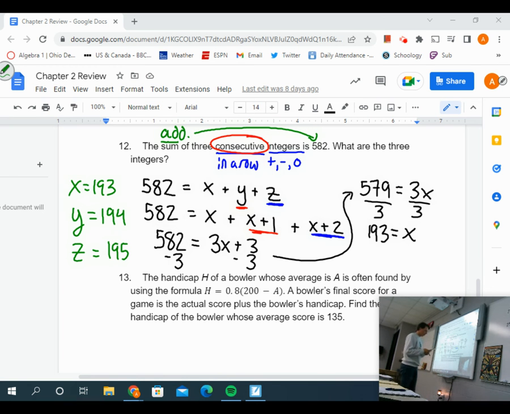Just to triple check our answer, let's add 193, 194, and 195 up, and we should get 582. And if you do this in a calculator, you do. So there is your answer. Tricky problem. We take our variables and get an initial setup, and then we rewrite two of our variables using our knowledge that the numbers are consecutive.